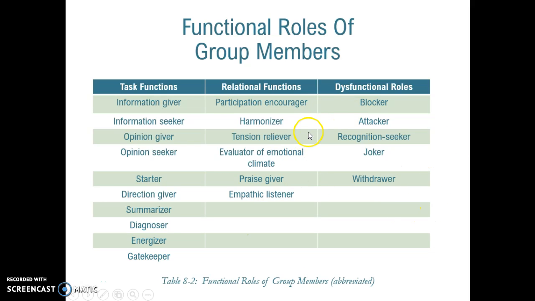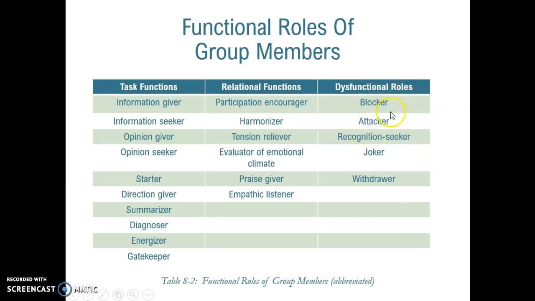Let's look at the interesting ones, such as dysfunctional roles. Here we have the blocker. So, what do you think a blocker does? Definitely, you're right. He or she is someone that stops anyone from saying anything. He can be discouraging and might even say something that may discourage others from saying anything. So, yeah, he blocks.